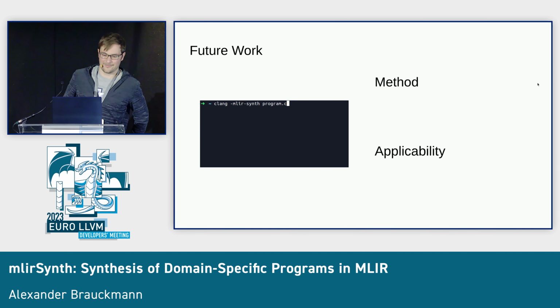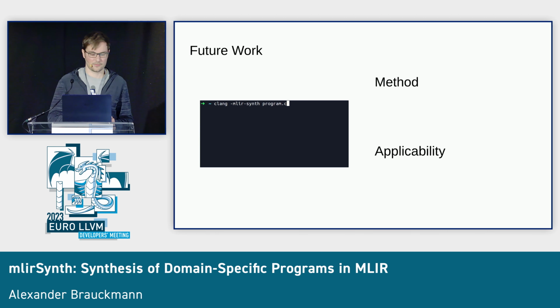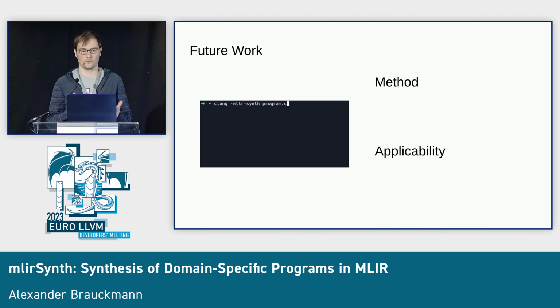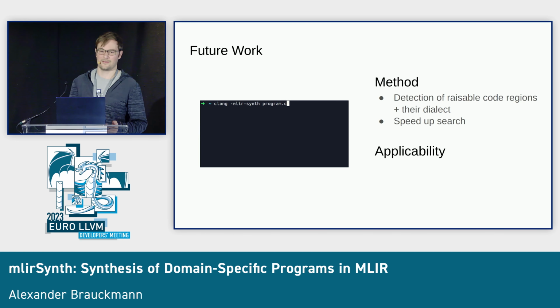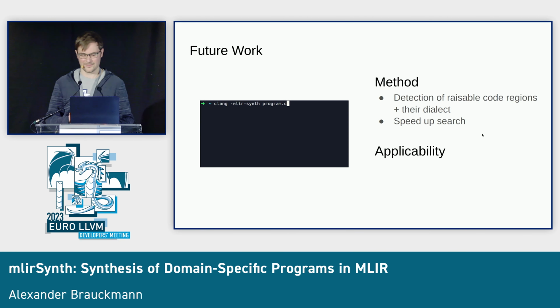So yeah, future work. Ideally, what I imagine would be making it practically usable in an end-to-end compilation flow. You just run the compiler, pass mlirSynth a program in C, and it will raise it automatically, use domain-specific compilation, and speed it up. But for this, we need to improve the method and also the applicability. For the method itself, we need to make it faster. And for that, I'm currently evaluating neural models to learn heuristics and speed up the search.